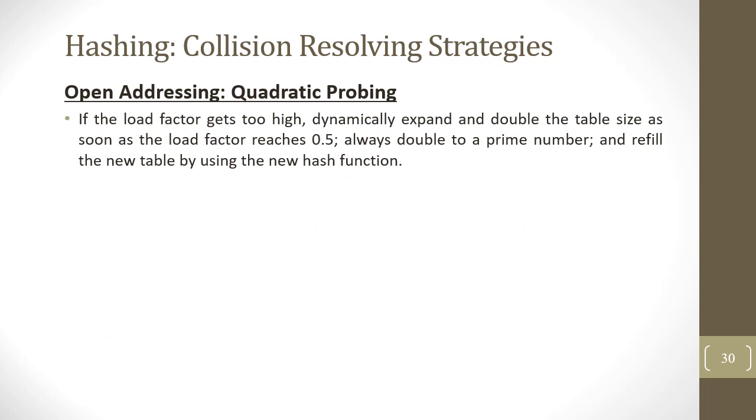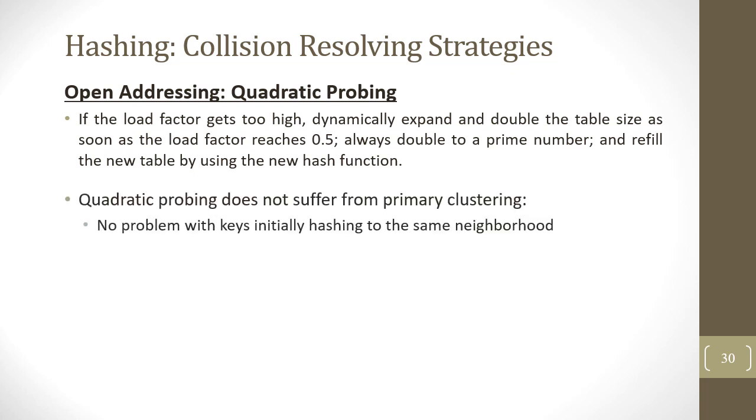In quadratic probing, if the load factor gets too high, we dynamically expand and double the table size as soon as the load factor reaches half. Remember to always double the table size to a prime number, and we refill the new table by using the new hash function.